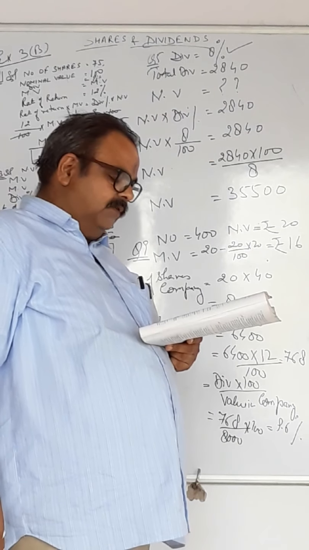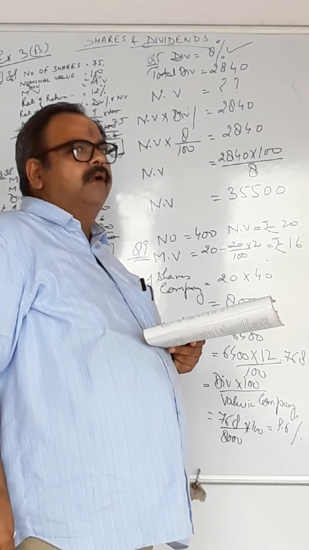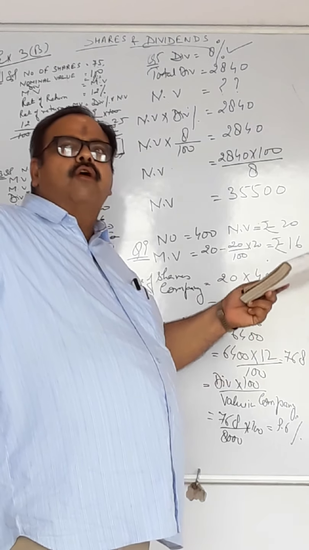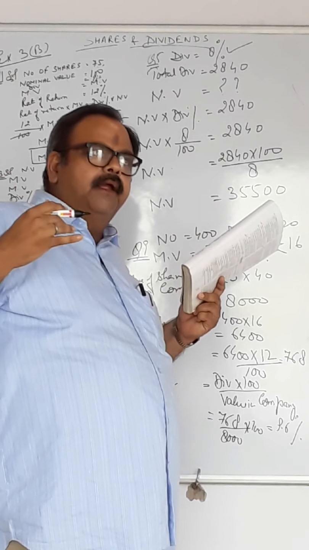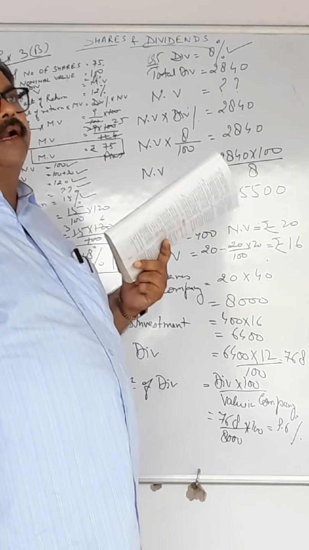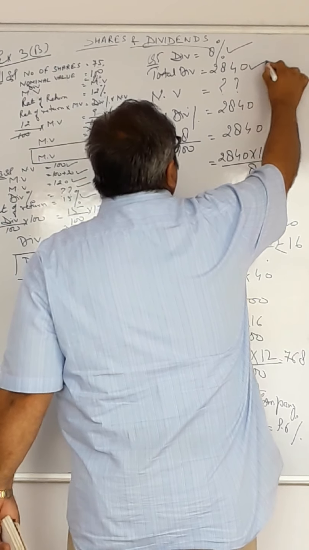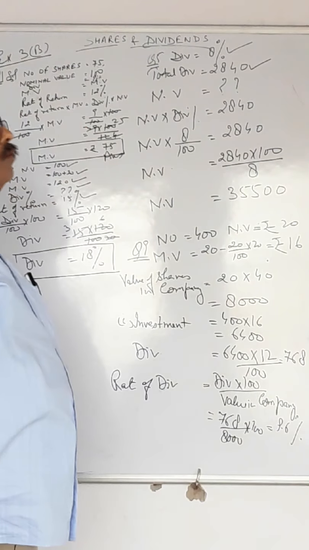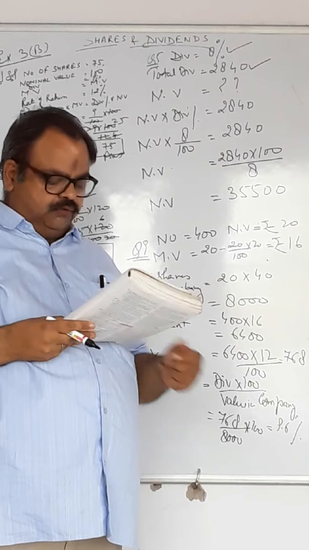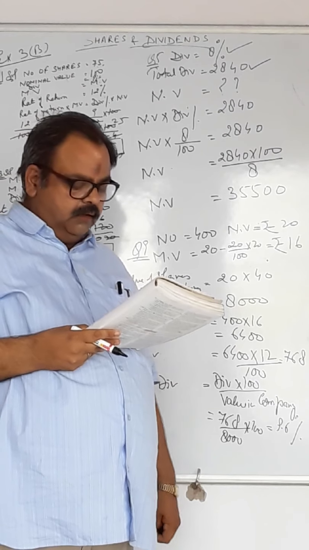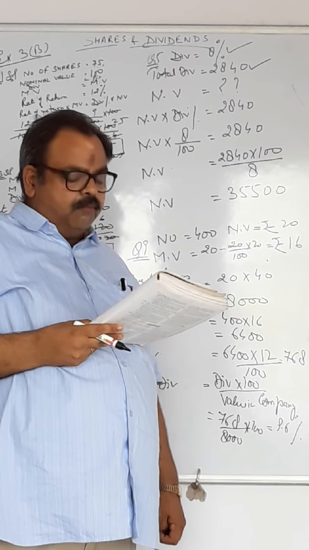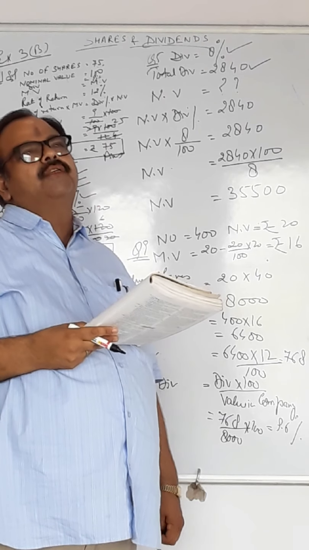If a man receives 2840 as his dividend, he has bought the shares from the company, and after 1 year he got the dividend. This amount is rupees 2840. Find the nominal value of his shares.